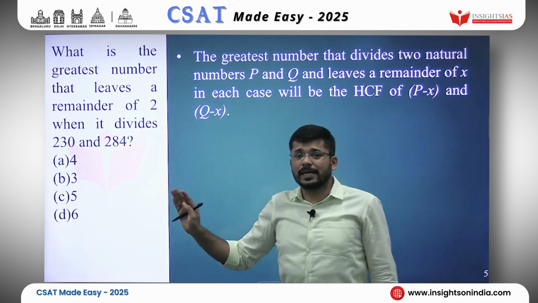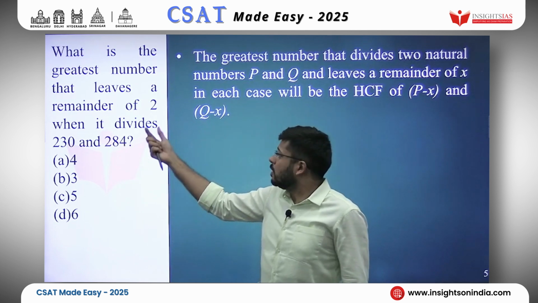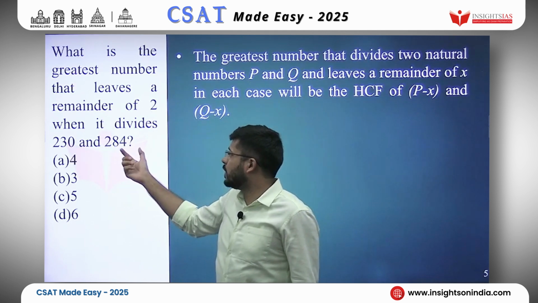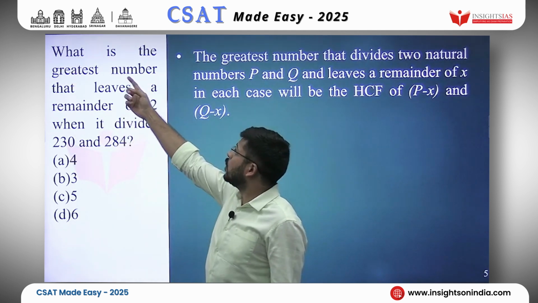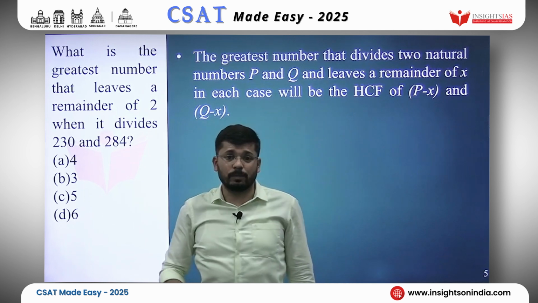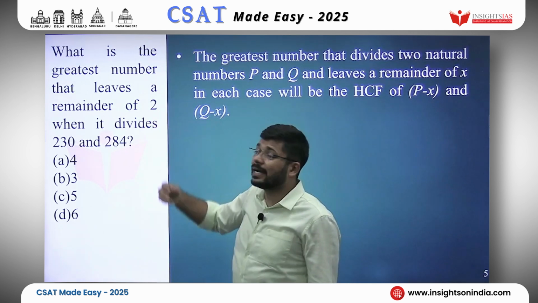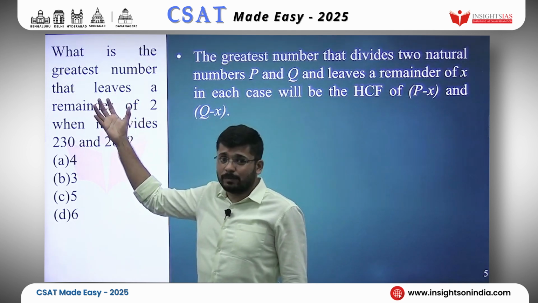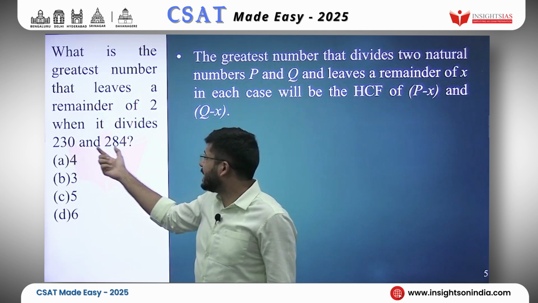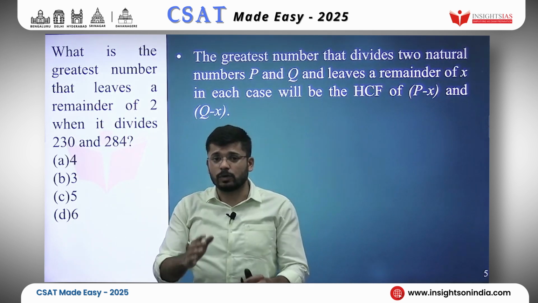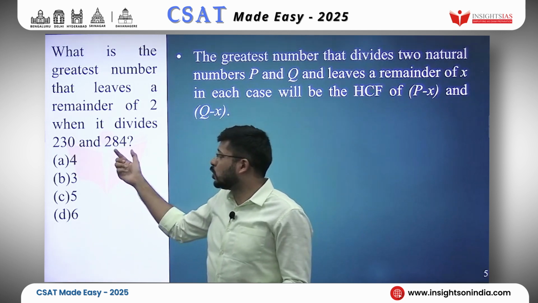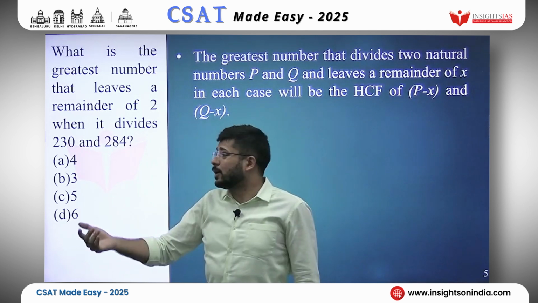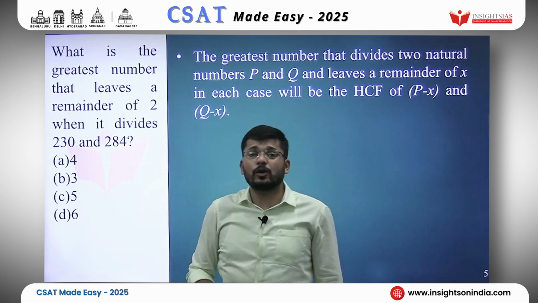So the concept here is that there is some number which when it divides 230 and 284, it leaves a remainder of 2, and they are asking us what is the greatest such number. There might be many such numbers. They are asking us what is the greatest such number. Okay, so the concept here is that the greatest number must divide 228 and 282, right? Because if it divides 228 and 282 without any remainder, then when those numbers are increased by 2, that is 230 and 284, the remainder 2 remains.